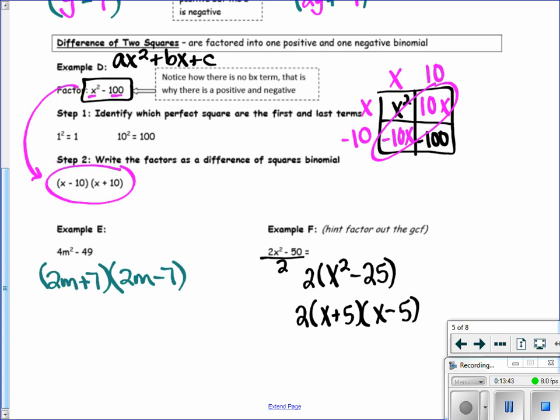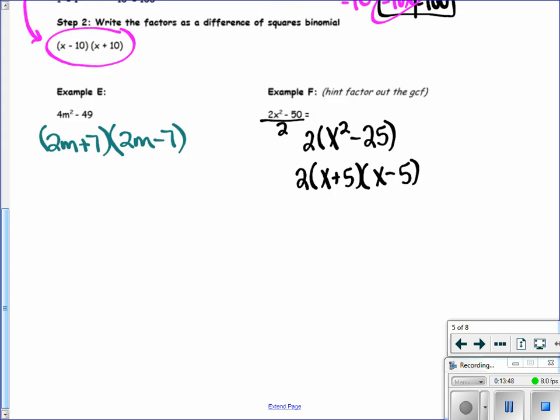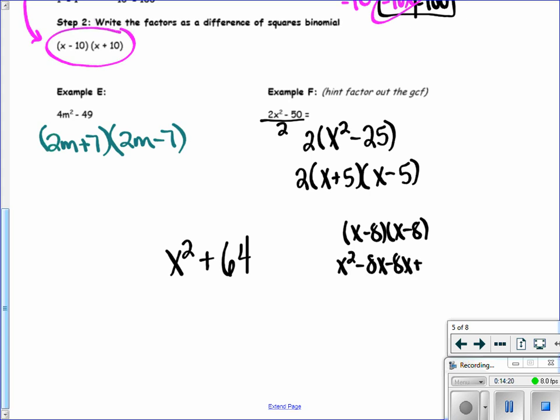All right. Albert, do you have a question? Ooh, good question. What if we had this? That's a great question. What if it's a plus sign in the middle? Okay, so if they were both negative, let's say it was x minus 8 and then x minus 8. Is that what you're saying you should have? Yes. Right? Okay, but then x squared minus 8x minus 8x plus 64.